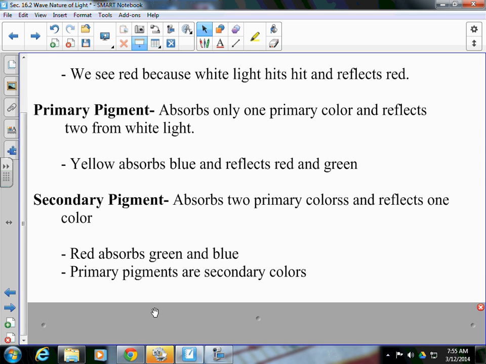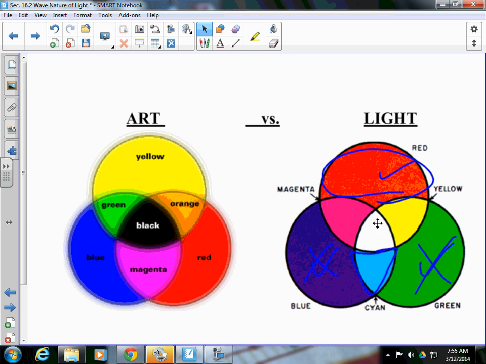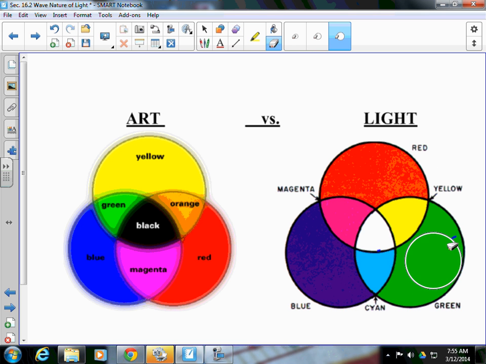Primary pigments are secondary colors. So what we just talked about here on my primary example again. Yellow is going to absorb blue. Let's not even go yellow, because let's say this again.